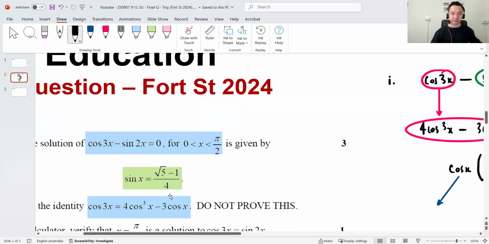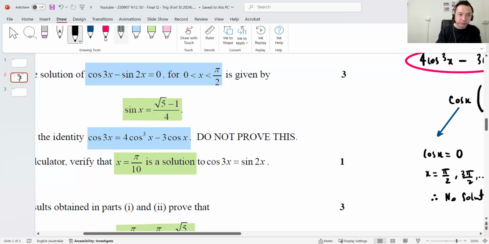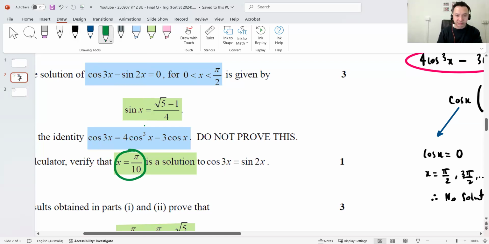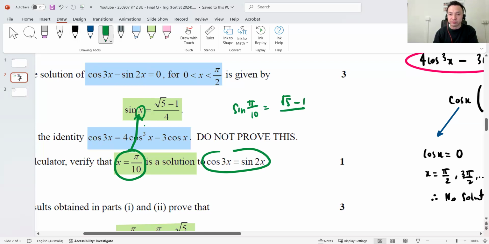So basically, this is a game. Let me go back to the question. I've proven that pi on 10 is a solution to this. And if it is a solution to this, I can basically sub that into there. So sine pi on 10 equals this. That's basically what they're saying, by combining the 2 above. Sine pi on 10 equals root 5 minus 1 on 4. That's the key.